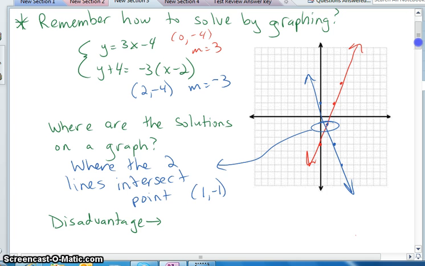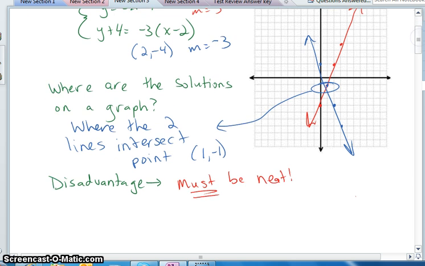Remember, there are some disadvantages to graphing and finding the solution based on the graph. One being that it's got to be very, very neat in order to see the correct point where they intersect. So on my graph, they didn't quite intersect at that point because I didn't do a very good job of graphing it. Remember, another disadvantage was that sometimes you're going to have to estimate. And if you estimate, you may or may not get the right answer.